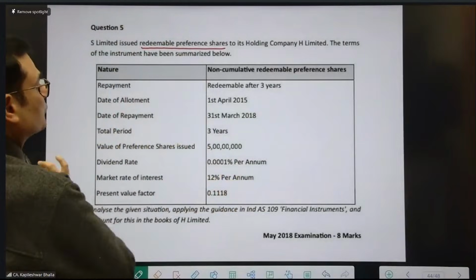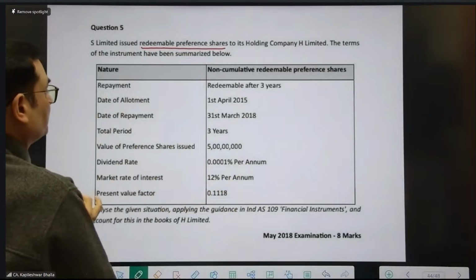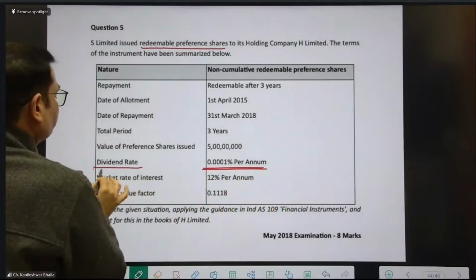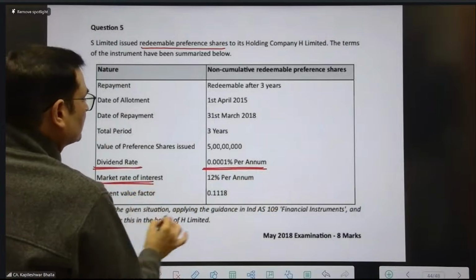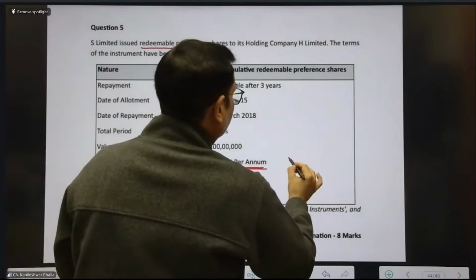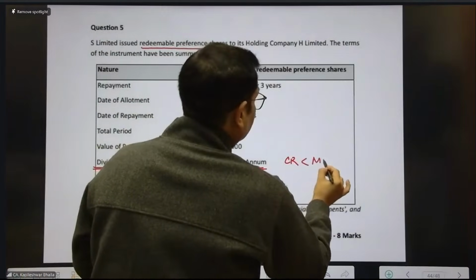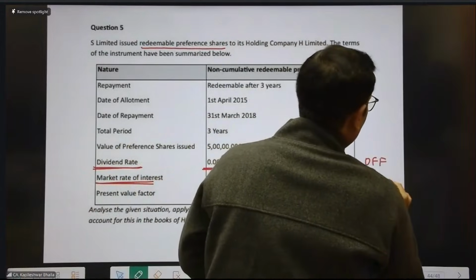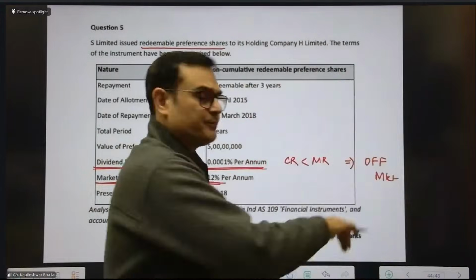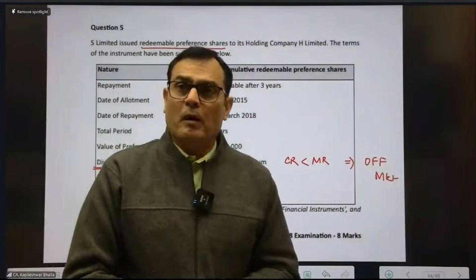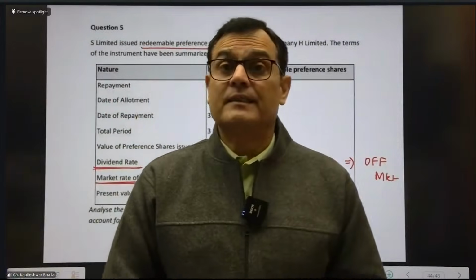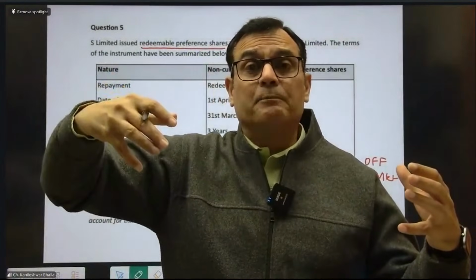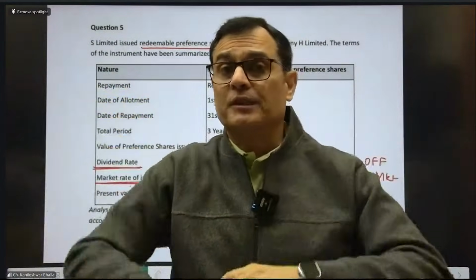We're given the period is 3 years, and the dividend rate on the preference shares is practically 0. The market rate of interest is supposed to be 12%. So we can say the contracted rate is less than the market rate. So this again means it is an off-market transaction. Now, there are bound to be transactions between the parent and subsidiary where the subsidiary issues some kind of securities and the parent makes an investment in those securities.